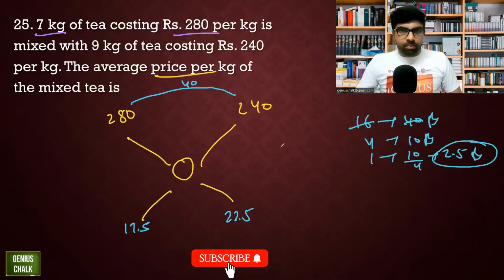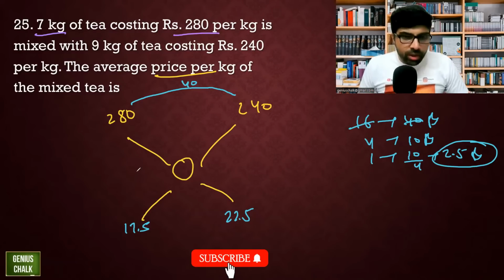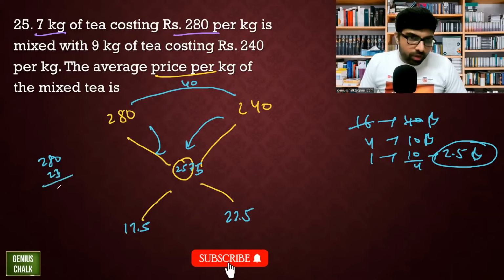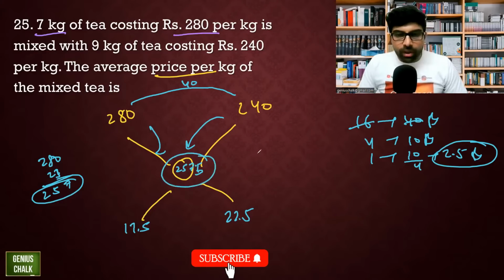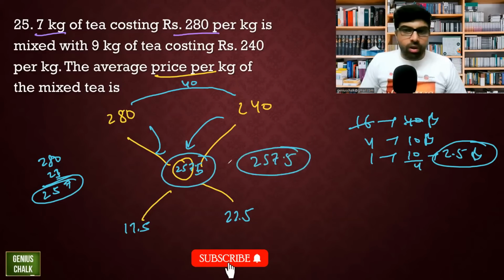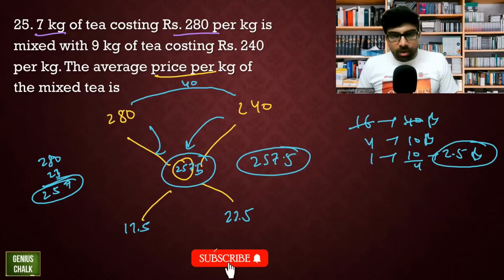Now what is the difference? This must be more than this, so this must be 257.5. And if you subtract 22.5 from 280, is it verifying? This will be 257.5 only. So yeah, this is correct. 257.5 is your answer. So this is the second approach we can use to find the combined average.